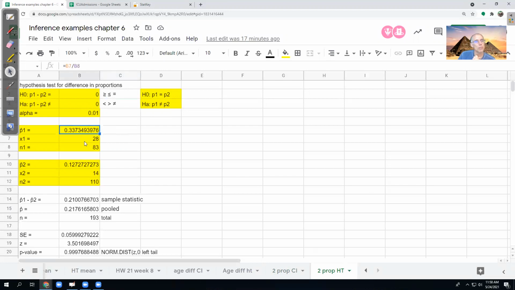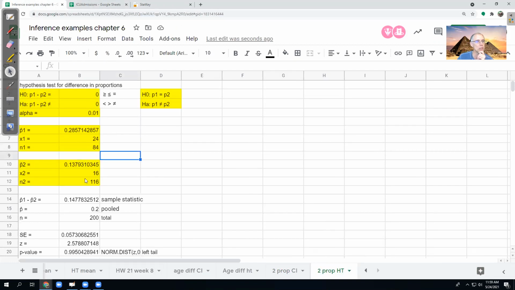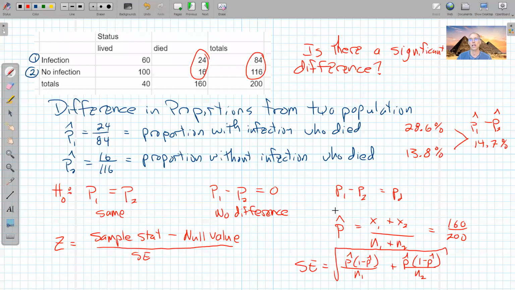P1 I have here from my data, and then here I calculated P2 from the data, and see, that's not the right data, so let's plug it in. What do we have here? We had 24 out of, was it 84? And then 16 out of 116. So we put that data in, let's double check I got it right. 24 out of 84 for the infection, population 1, 16 out of 116, no infection, population 2. Okay, so we got that in there. Other things we need. We need to know the difference in those two. So there's my 14.7, or it's really 14.8, I didn't round right. Let's fix that. See, we all have rounding error issues on occasion.